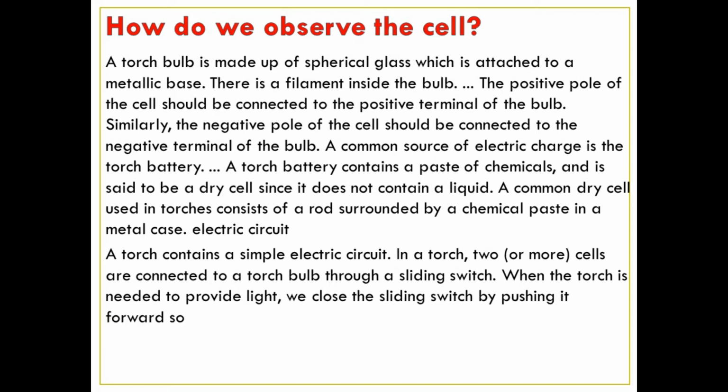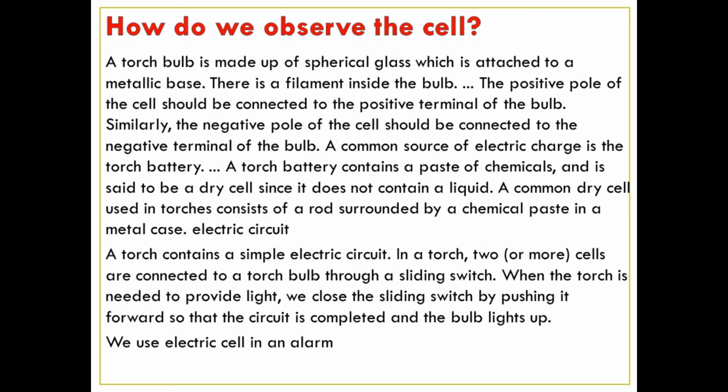In a torch, what we see, children, is that two or more cells are connected to a torch bulb through a sliding switch. When the torch is needed to provide light, we close the sliding switch, isn't it? By pushing it. If you have any torch at home, you can see it while the teacher is explaining. Pushing it forward, the circuit is completed and the bulb lights up. The light comes in the bulb.